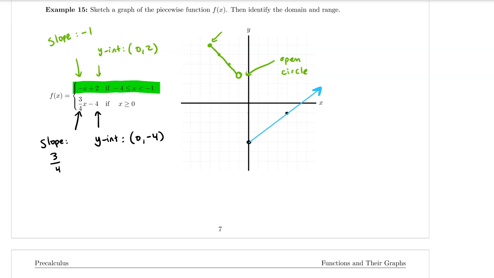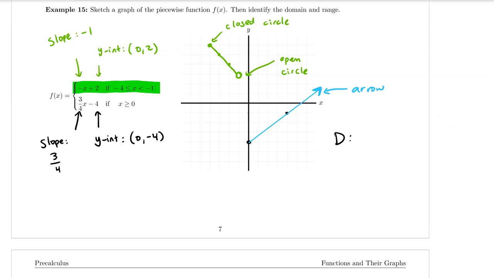This is a closed circle. And then here we have an arrow indicating that it's going on forever. So now let's go ahead and talk about our domain and range.